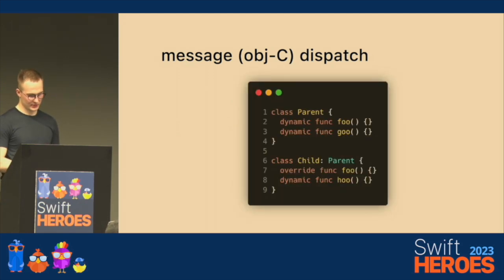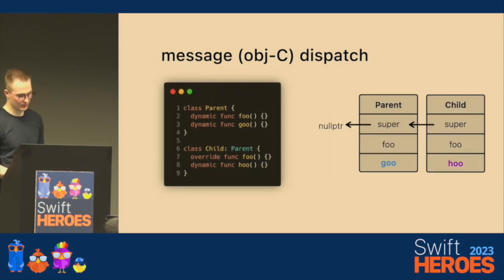Here you can see the example you've seen before, but slightly modified, because in the class parent these two functions are marked as dynamic, which exposes them to be dynamically dispatched in Objective-C. And later you have the class called child, which inherits from the class parent, and the function foo is overridden, but the who is added, so it won't be available in the parent class. So now let's take a look at the function tables for these two classes.